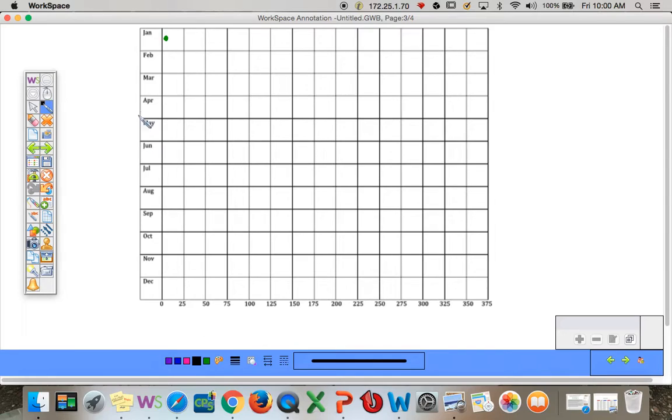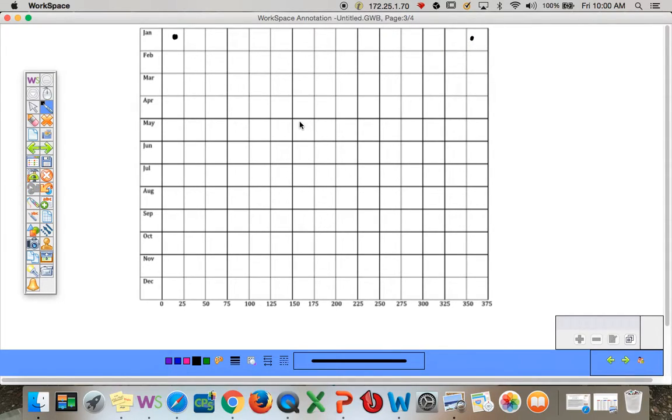I should use black for January. And if I go back to the data, it was 17, not 4. I was looking. Okay, so for this right here, it was about 17. And the max was 355, so I'm going to find 355 here on my graph. That's about right here.